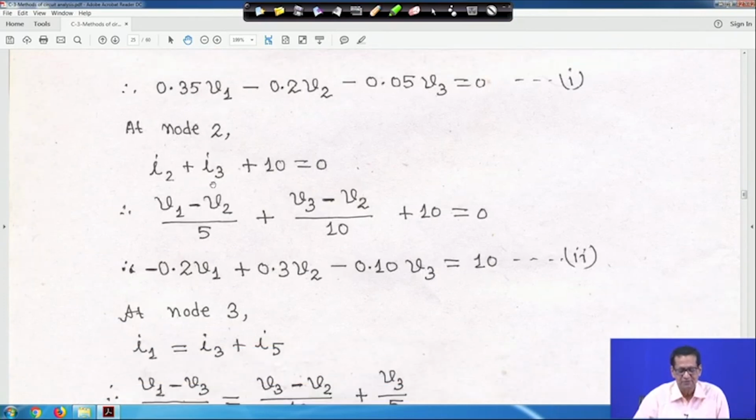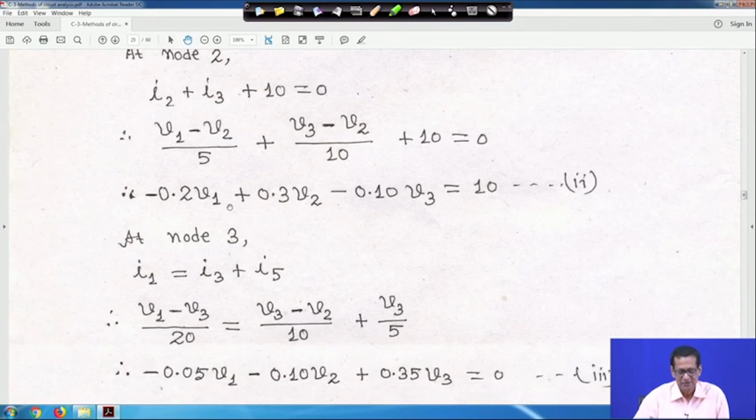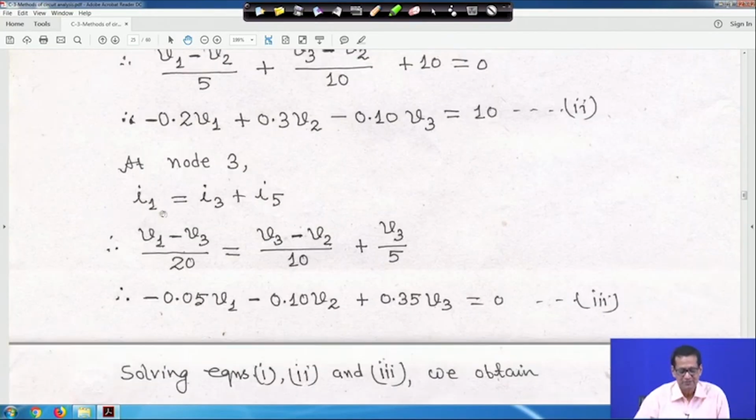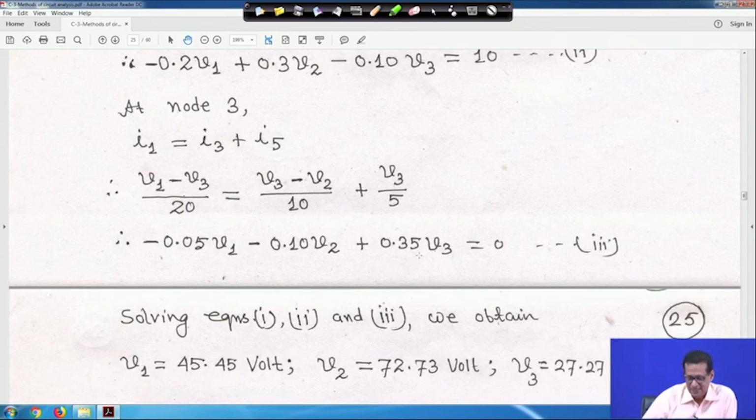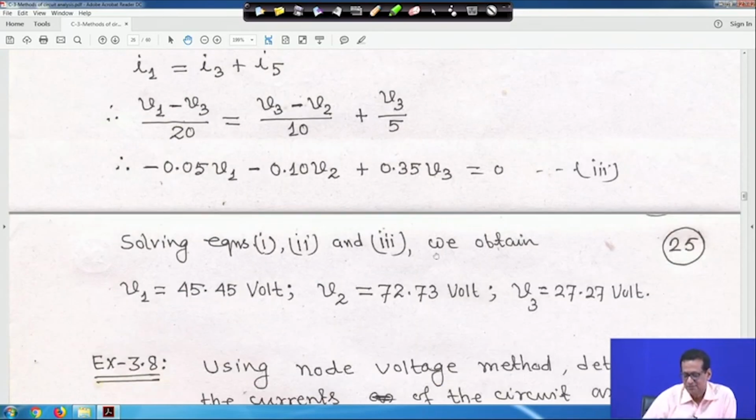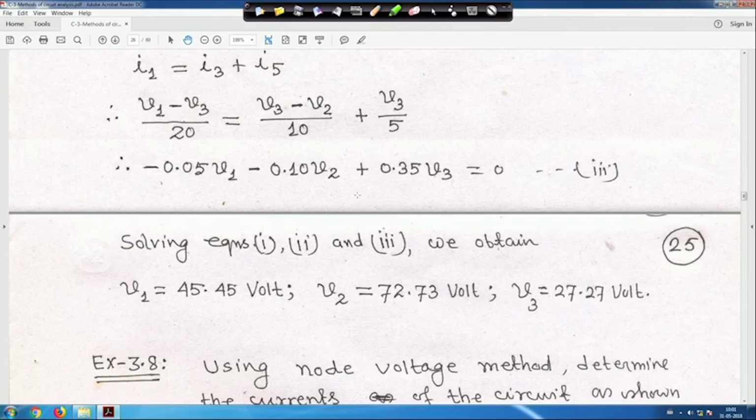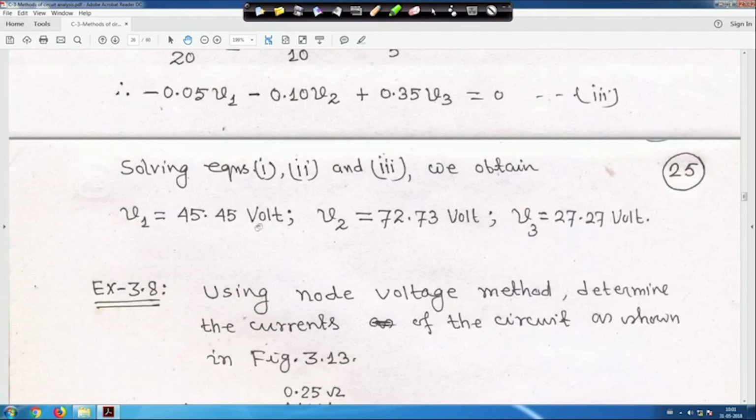Similarly, at node 2, I told you I2 plus I3 plus 10 is equal to 0. Put all these things in, and upon simplification this is another equation. At node 3 also, I told you I1 is equal to I3 plus I5. You know I1 and you know I3, so you get another equation. Then you solve equations 1, 2 and 3 the way you want, Cramer's rule or anything, and you will get V1 is equal to 45.45 volt, V2 is equal to 72.73 volt, and V3 is equal to 27.27 volt.